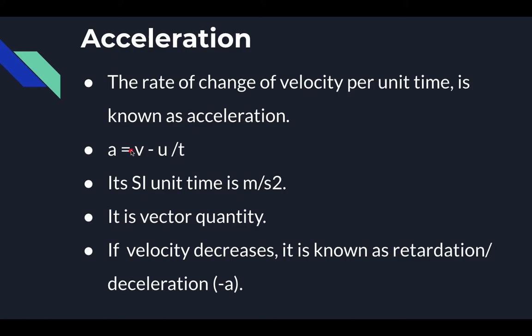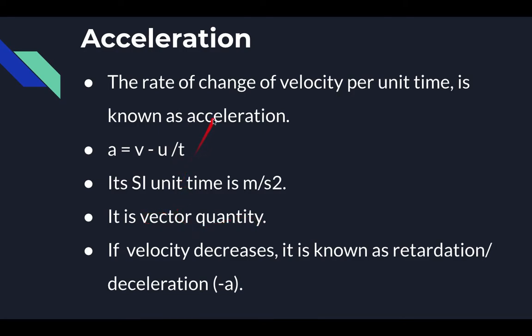And the acceleration formula is the change of velocity, and as we said before, there are two types of velocity, final and initial velocity. Here acceleration means we always think of increasing velocity, so final velocity is always more than the initial. That's why to find the change of velocity, you subtract initial velocity from final velocity, and per unit time, so divide by time. The SI unit of acceleration is meter per square second, and since it has both magnitude and direction, it is a vector quantity.